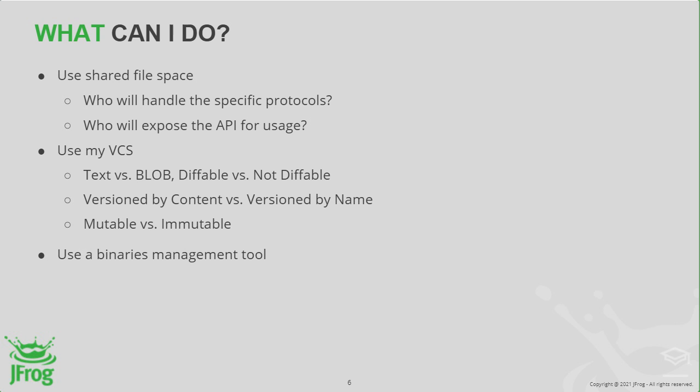Another option that we have is to use a version control system. But then again, it depends on which system we are using, right? Some of them can store the content in a text format. Some of them can store a blob. It can be versioned by content, and it can also be versioned by name. It depends. It can be mutable or immutable. And last but not least, we can use a binaries management tool, like JFrog Artifactory.